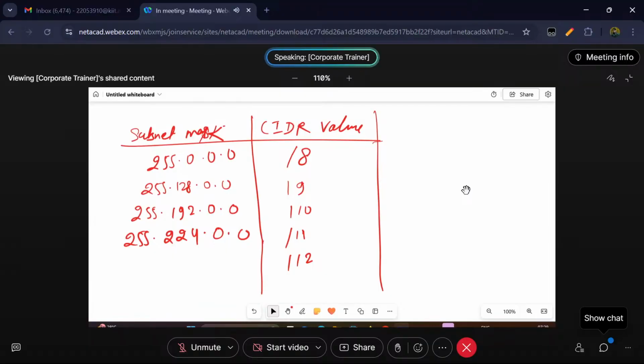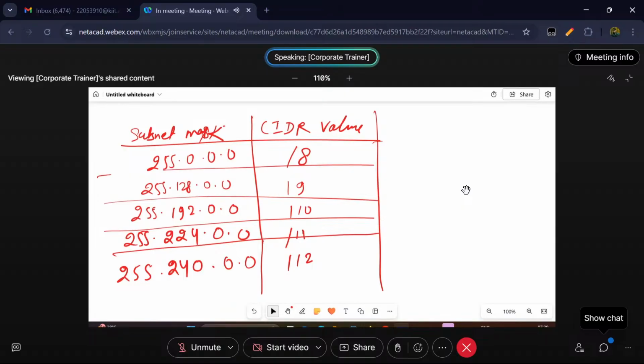12 bits you have to just make 1. So the first 8 bits being 1 means it will be 255, and the remaining 4 bits from the second octet, if you make them 1, you will get 240. So accordingly, the rest of the bits are also calculated: 255.240.0.0. So in that way, any other value like /15, /16, /13, whatever value someone asks you, you should know about that.